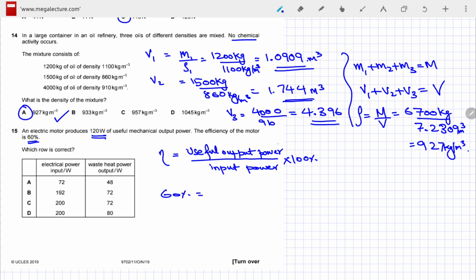The useful output power is 120, and the input power is what we want to compute, right, as the electrical power. So let's just put X, and the value of X from this equation turns out to be 200 watts. So the correct option for electrical power is 200 watts. What about the waste heat? We just take this 200 input and subtract from this the 120 watts of useful power, and you get 80 watts. So the correct option is option number D, with 200 electrical power and 80 waste heat power.